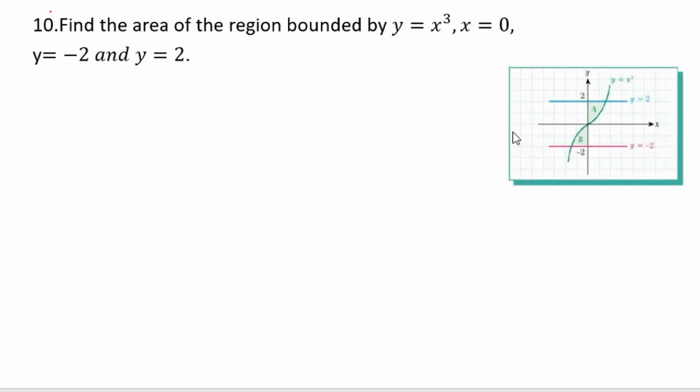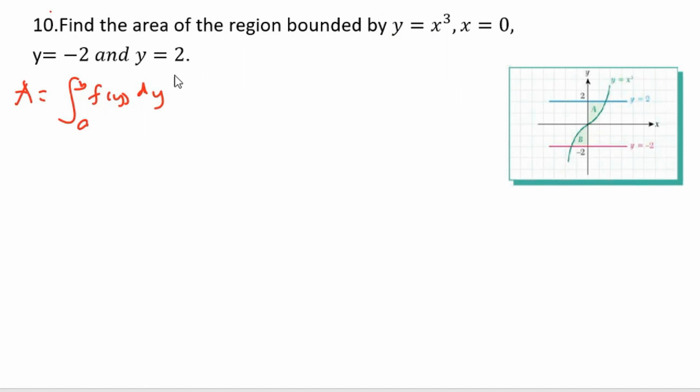But since the graph is also given, as you can see here, we can find two areas. We have the area A and the area B. So for area B, we have here from -2 to 0, which is the intersection point. And then the other one is from 0 to +2. So using the formula A is equal to the integral of f of y dy, since the given tells us that this is along the y-axis.